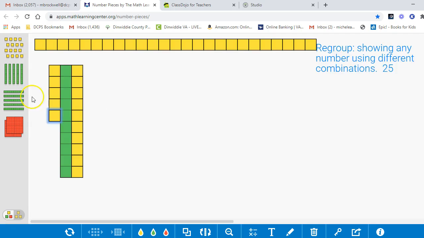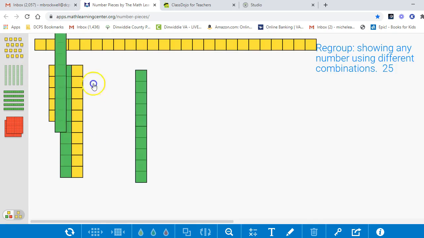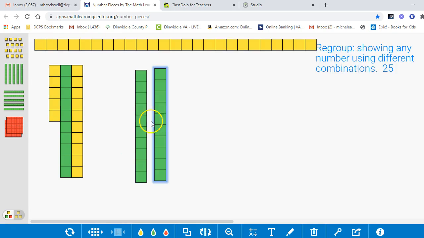You learned this in second grade. You could just say, well, this is 10, and this is 20, and then all I need to grab is 21, 22, 23, 24, and 25.